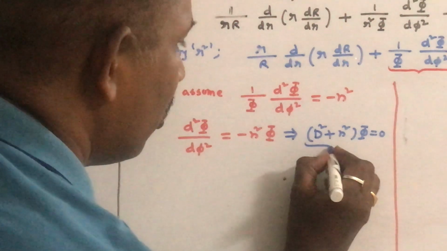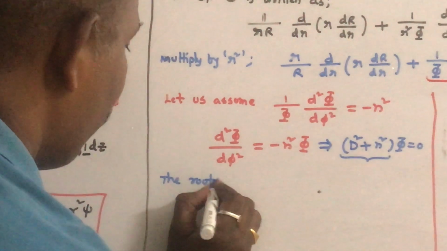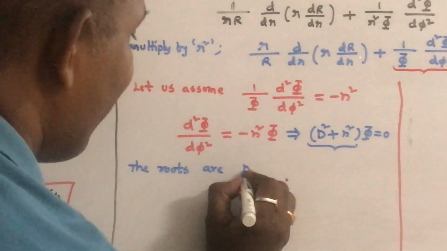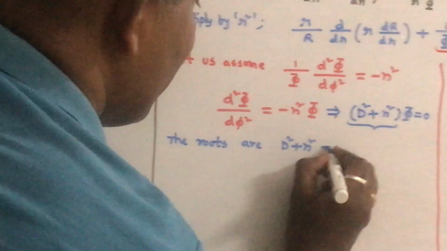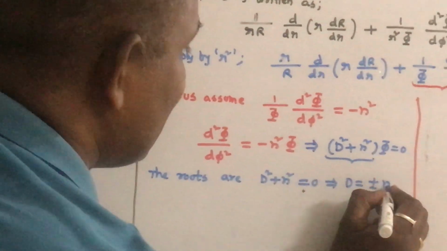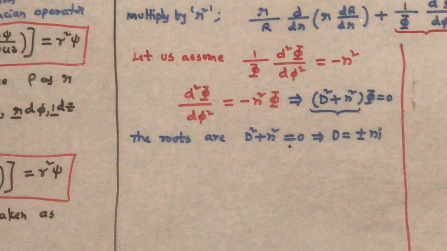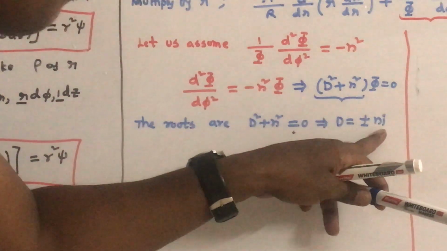So what are the roots? By equating D square plus n square equal to 0, you get D equal to plus or minus n i. So here you can see that the roots are complex conjugate.